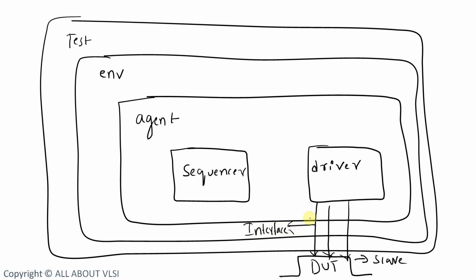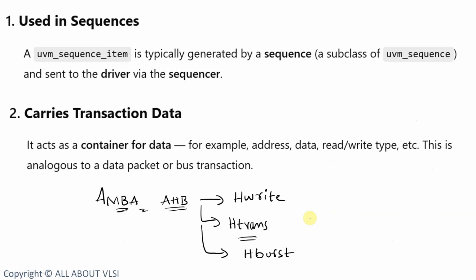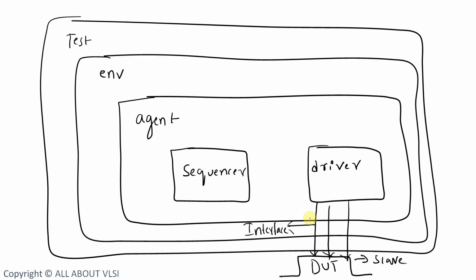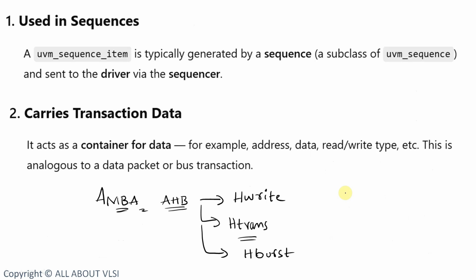This we already know. Okay, now where are the values of the signals, like H write equal to 0, H write equal to 1, coming from, or where are they getting randomized from? These randomized values are coming from our sequencer. So this sequencer is providing these randomized values to the driver, and it is not sending them one by one. It is not sending H write once, and after that H write data, and after that H burst.